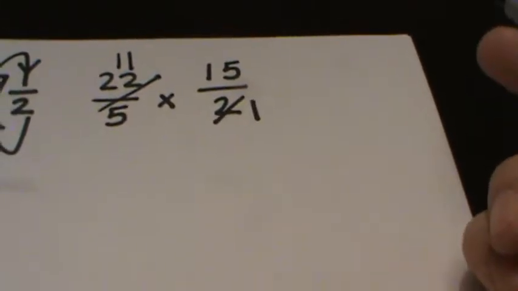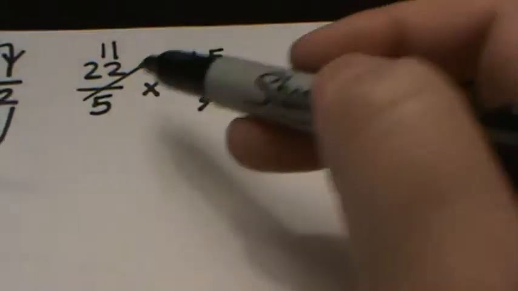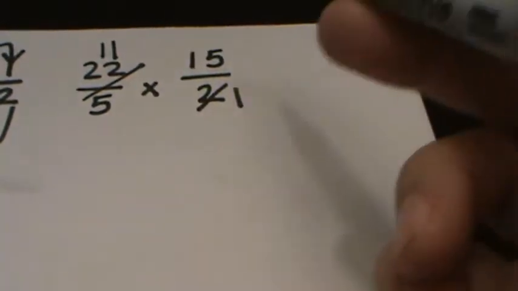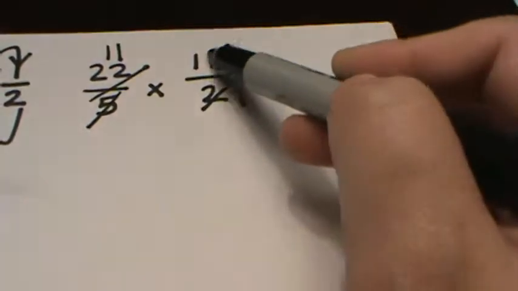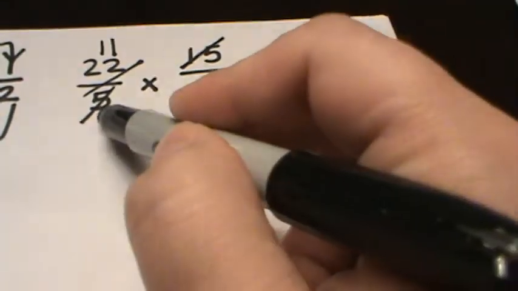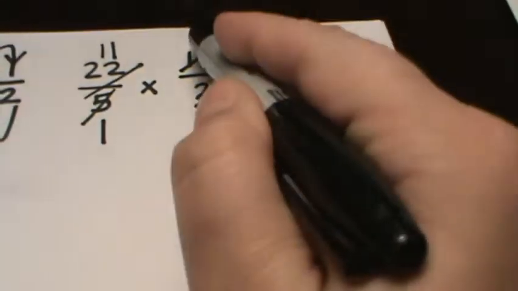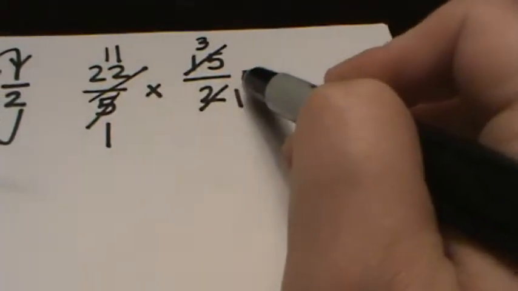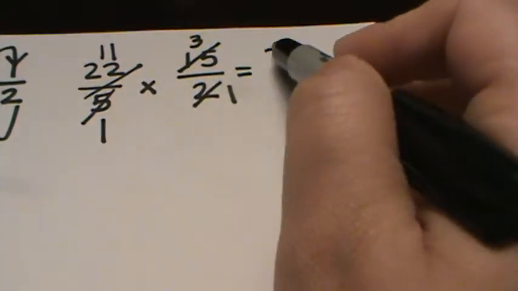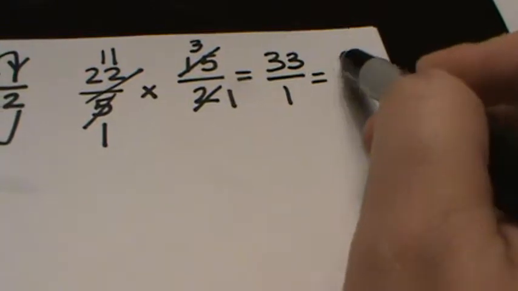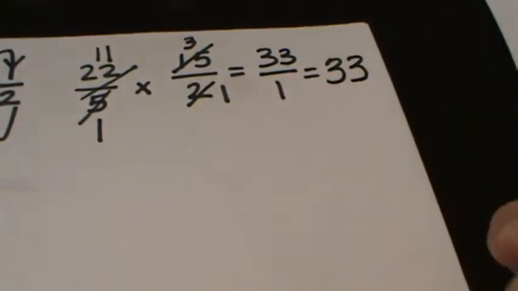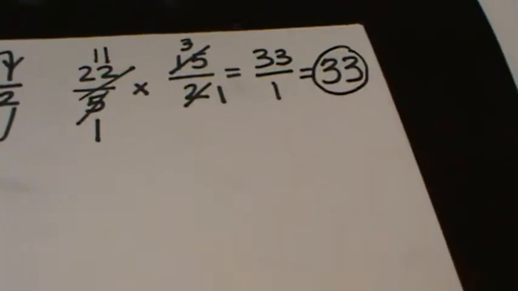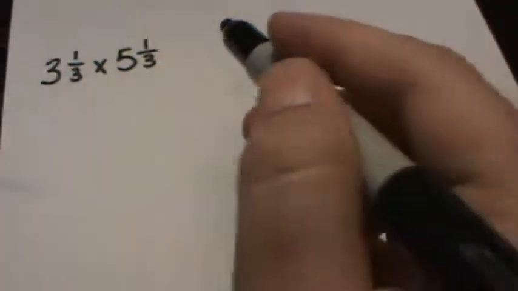Are we done? Of course not. We have a 5 and a 15. They share a factor of 5. So we can cross them both out. The 5 becomes a 1. The 15 becomes a 3 because 15 divided by 5 is 3. We multiply it out. And happily, this one ends up being 33 as well. That was just a happy coincidence, not intentional.